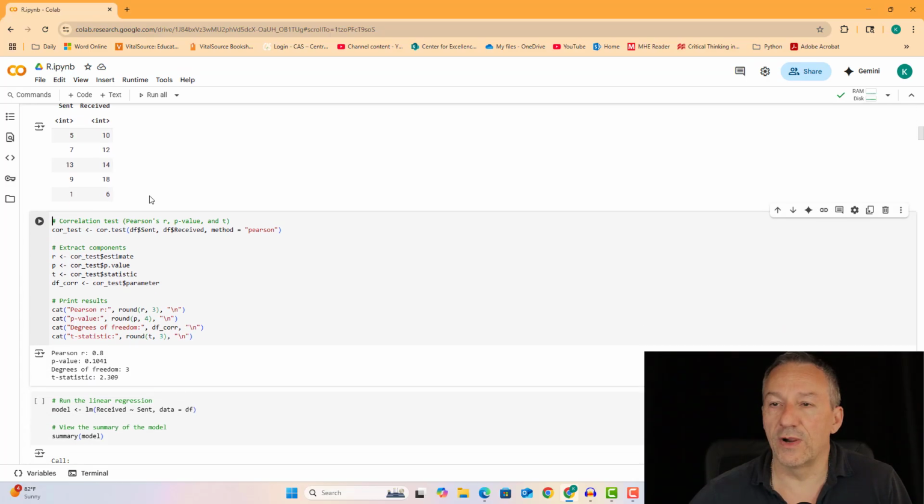So we have this data frame pulled up. This is to do the correlation test, cor.test. We're going to be looking at our data frame's sent and the data from our data frame for received. For the method, which kind of correlation are we going to be doing? We're going to be doing a Pearson's, and this COR test, that's just the name that we're giving it. You can call it anything you want. And then also, it looks like we are going to get the components: R, the P value, the T.